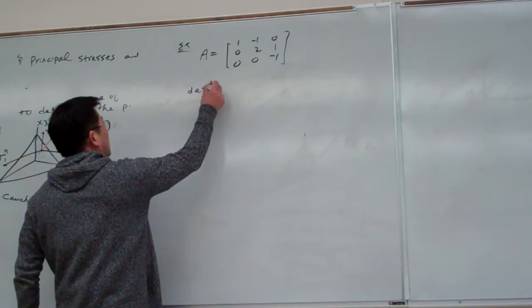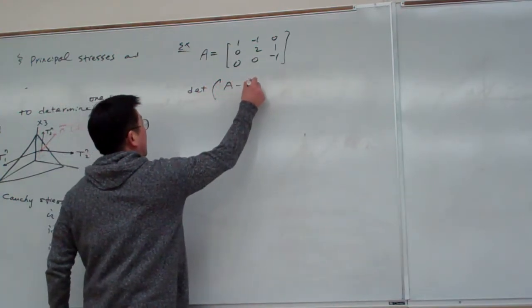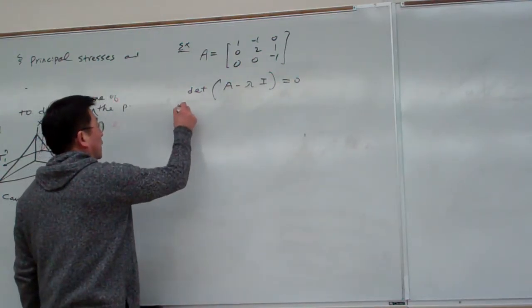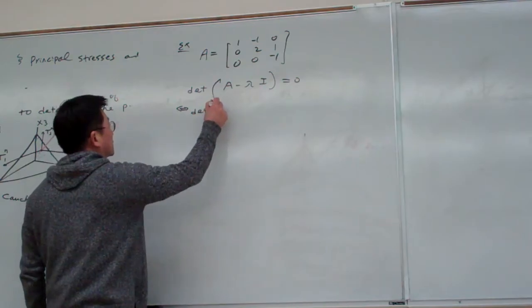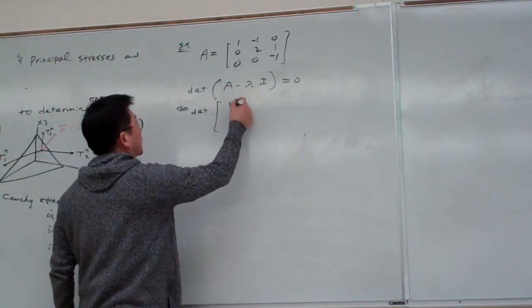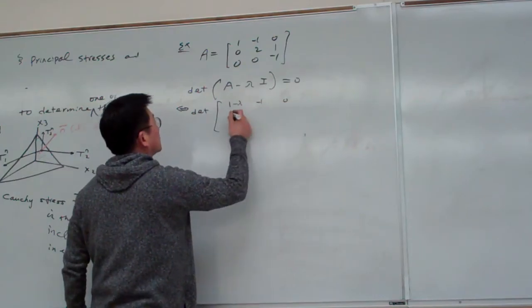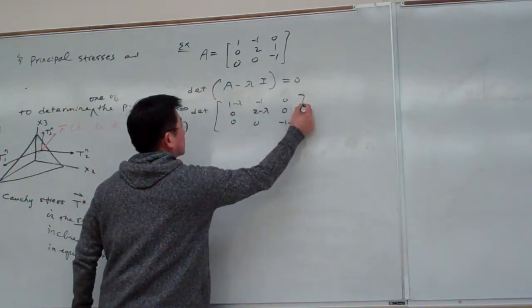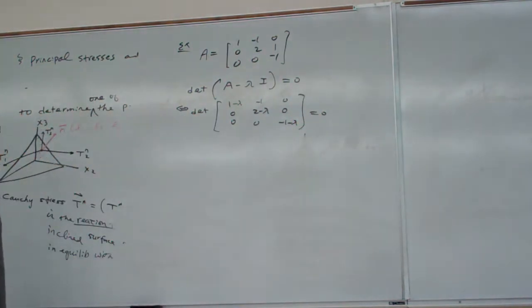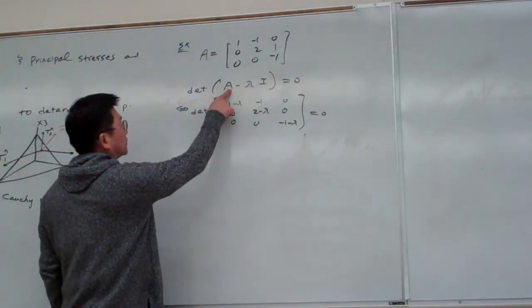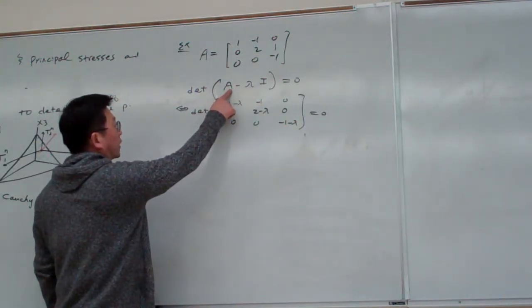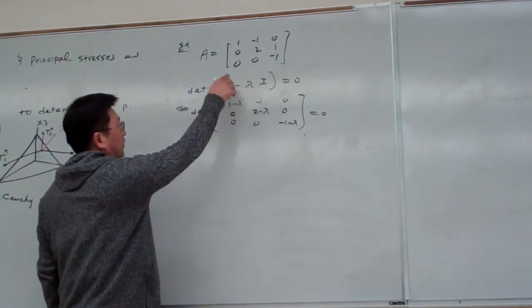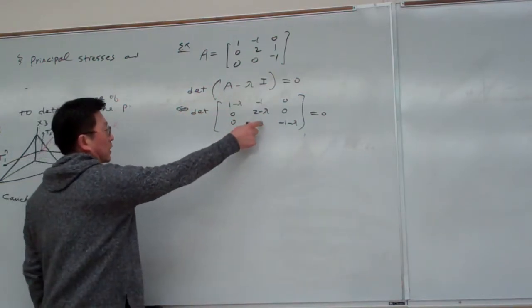So here we set the determinant of A minus lambda I equal to 0. That means the determinant of this matrix: [1 minus lambda, -1, 0; 0, 2 minus lambda, 0; 0, 0, -1 minus lambda]. The first thing you need to do is operate the algebra on the two matrices, A and minus lambda times I, which means lambda will appear on the diagonal terms, so it becomes like this.